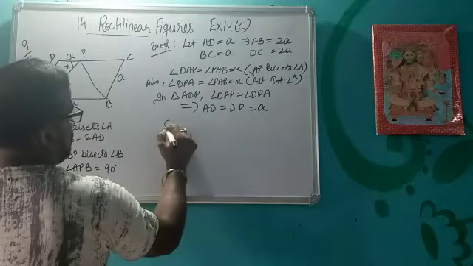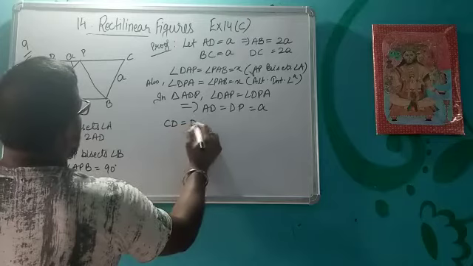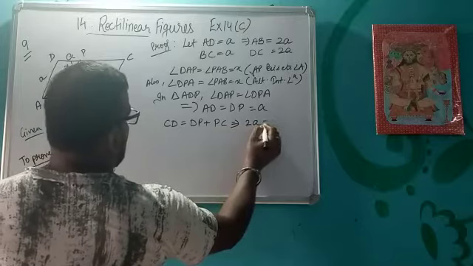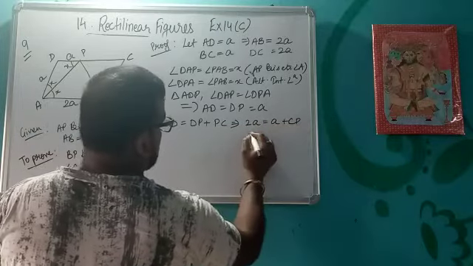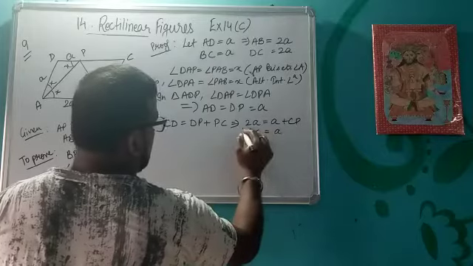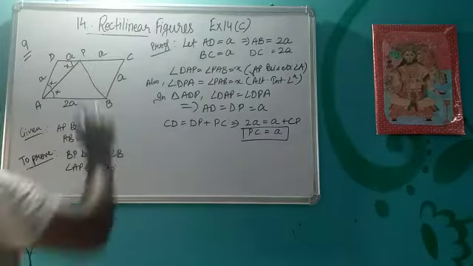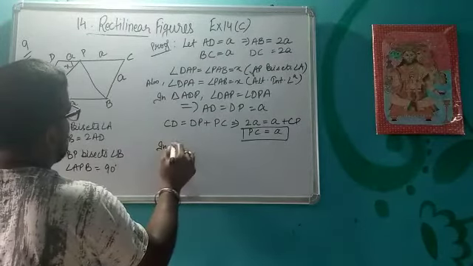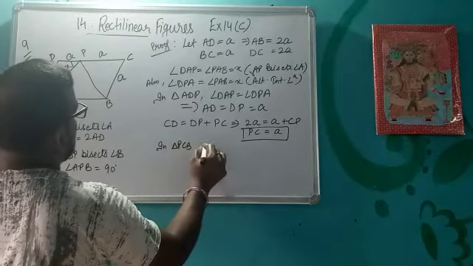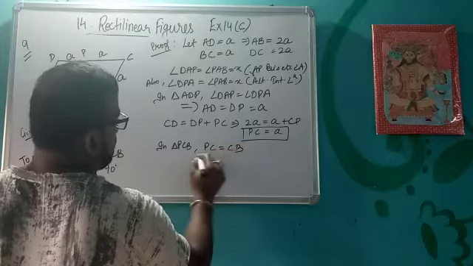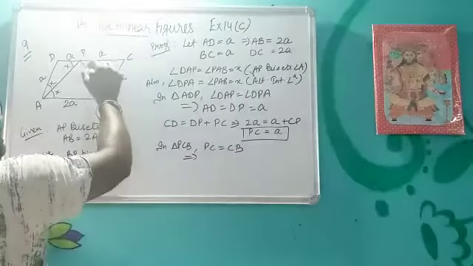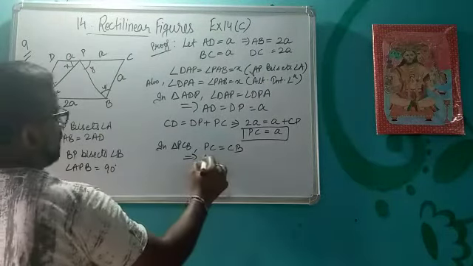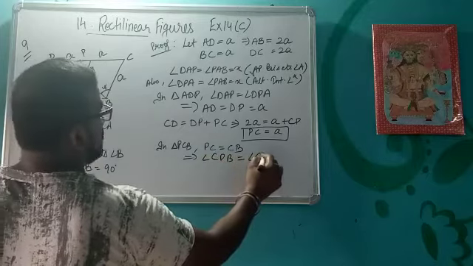So what is CD? CD will be DP plus PC. That is, 2A equals A plus CP. So from here we get PC equal to A. So PC is also equal to A. So we can say that in triangle PCB, PC equal to CB. So that means this angle is equal to this angle. Let these two be Y. So angle CPB is equal to angle CBP.